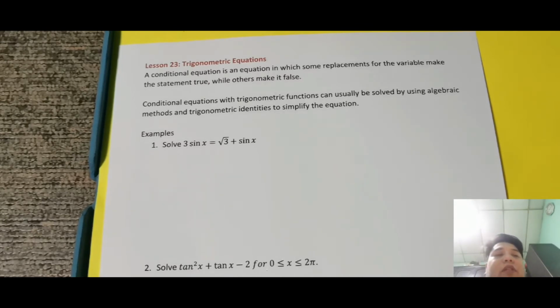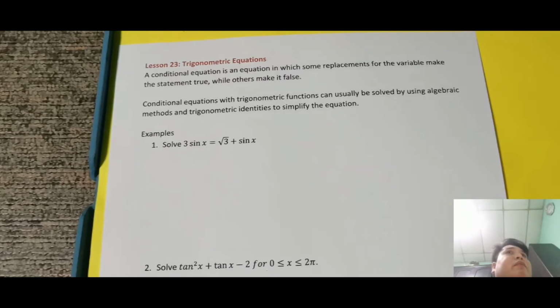Okay, so number 1, ano muna tayo? Konting definition of terms lang muna. So again, a conditional equation is an equation in which some replacement for the variable make the statement true while others make it false. So ano yung conditional equation?